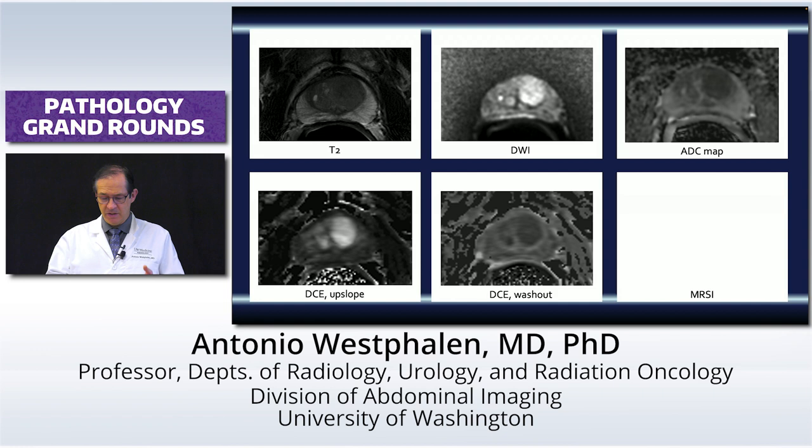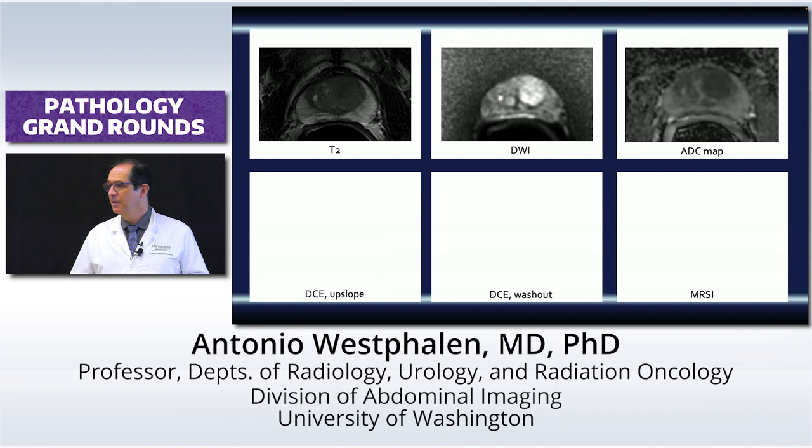Now, you probably heard of biparametric MRI. And biparametric means two parameters, so two sequences. And the idea is that you acquire T2-weighted images and diffusion-weighted MRI. So that's a very simple description of what an MR scan of the prostate is composed of.